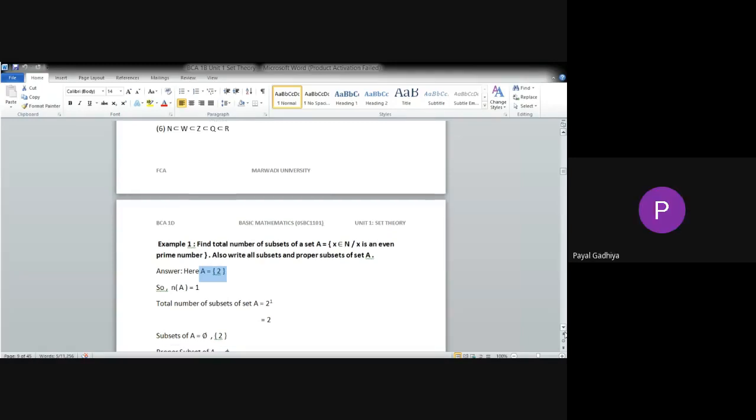Okay, so these are the subsets of the set A. Now talking about proper subsets. Which subsets will be a proper subset of A? Those who were in the last session, they know what is a proper subset. So which subset will be a proper subset? There are two subsets we have.